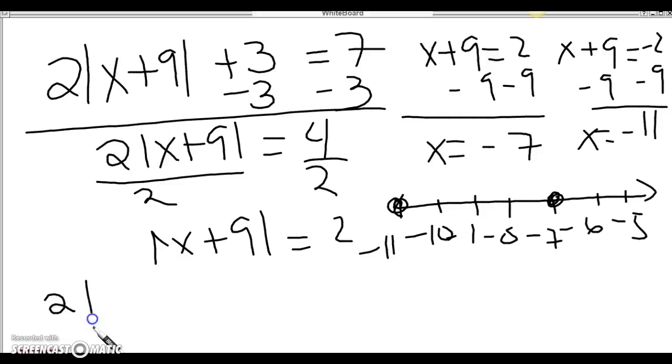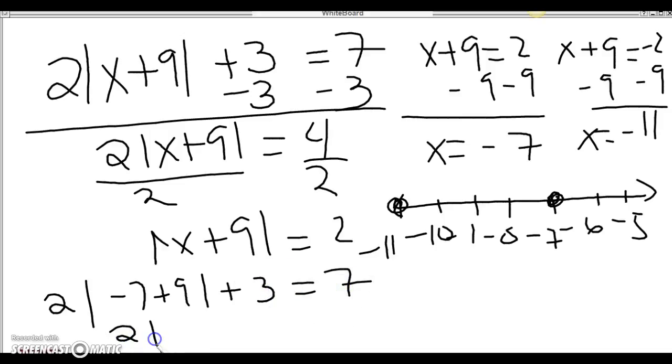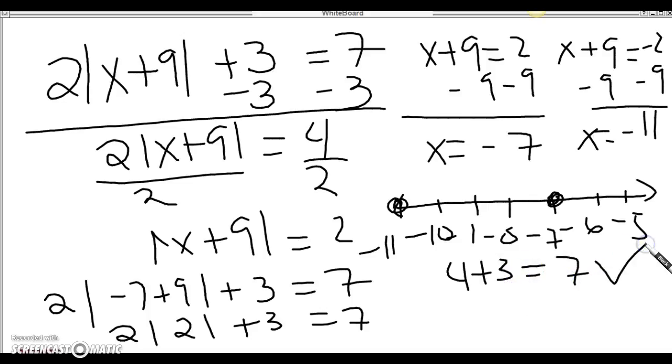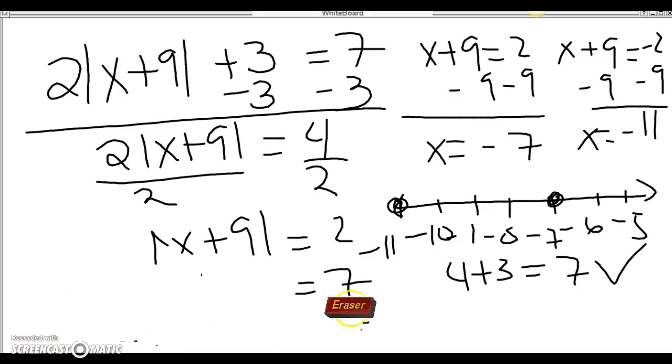So for the first one, 2 times absolute value of negative 7 plus 9, plus 3, does that equal 7? Well, we get 2 times 2 plus 3, which is 4 plus 3, and that does equal 7. Let's do the second one. I might have to erase. I think it's better to erase.